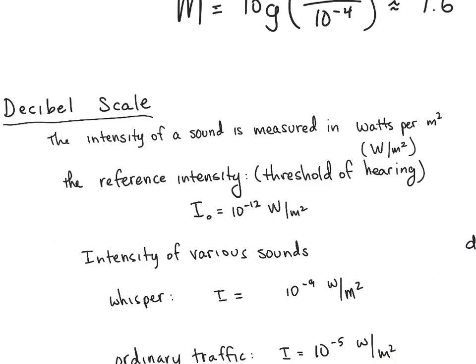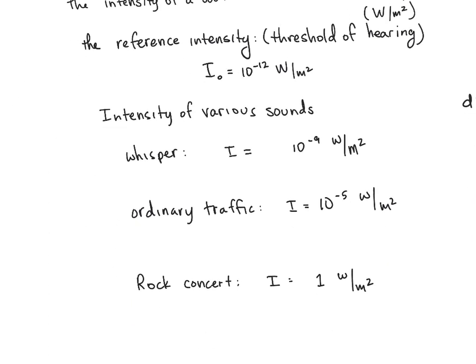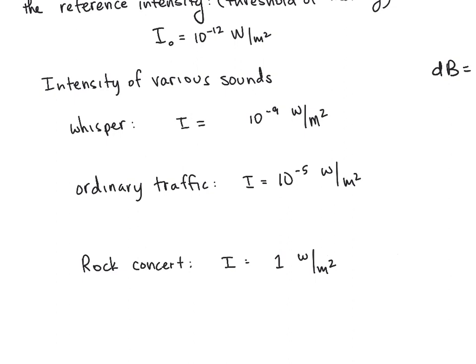So I've got some different sounds here. A whisper has an intensity of 10 to the negative 9 watts per square meter. Just ordinary traffic is about 10 to the negative 5 watts per square meter. A rock concert has an intensity of 1 watt per square meter. Again, you can see this is a very large span of numbers. They are small numbers, but 10 to the negative 9, 10 to the negative 5th, and 1. It's a very large span of extremely small numbers, kind of like the measurement of hydrogen ion concentrations.